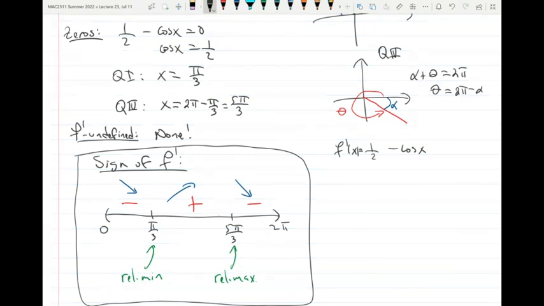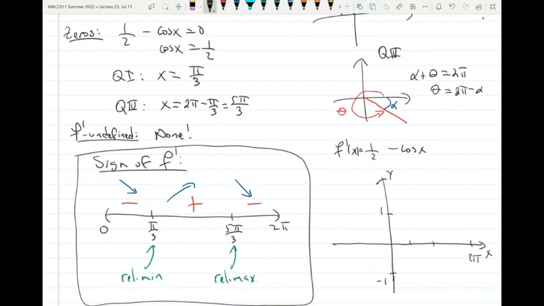The meeting happens at pi over 3 and 5 pi over 3. We found that. And we also know how to graph these functions. So, let's graph them. Here is 1. Here is -1. That's 2 pi. And as you know, cosine starts up here, goes down here, to the middle, and then up. So this is the graph of cosine.